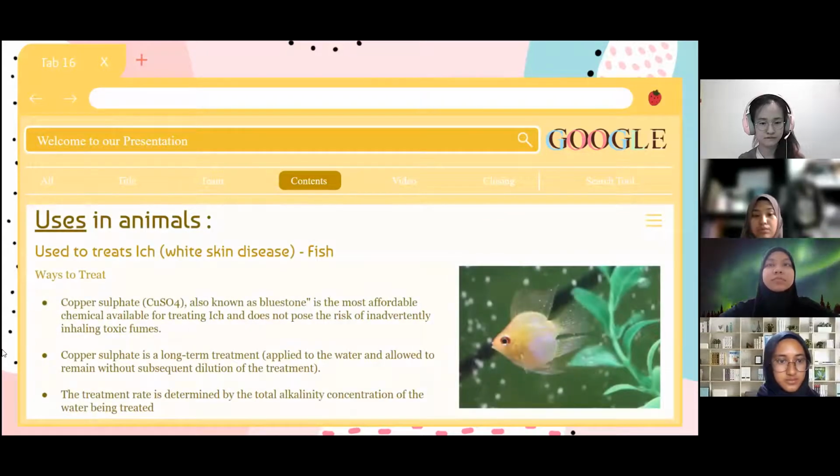Copper sulfate is the most affordable chemical available for treating it and does not pose the risk of inadvertently inhaling toxic fumes. Copper sulfate also is a long-term treatment and is applied to the water and allowed to remain without subsequent dilution of the treatment. Next, the treatment rate is determined by the total alkalinity concentration of the water being treated.